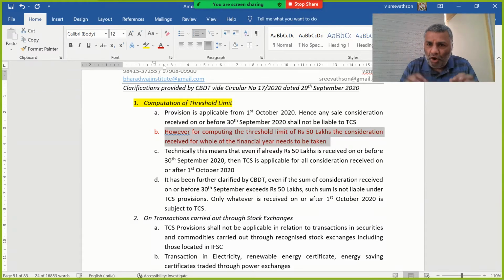Okay. For computing the threshold limit, take the whole year. But for computing TDS or TCS, only for the period of applicability; whatever has happened before that, never even worry about it.